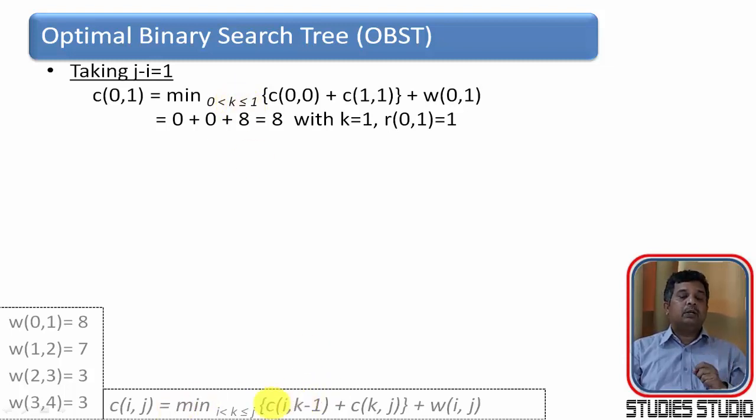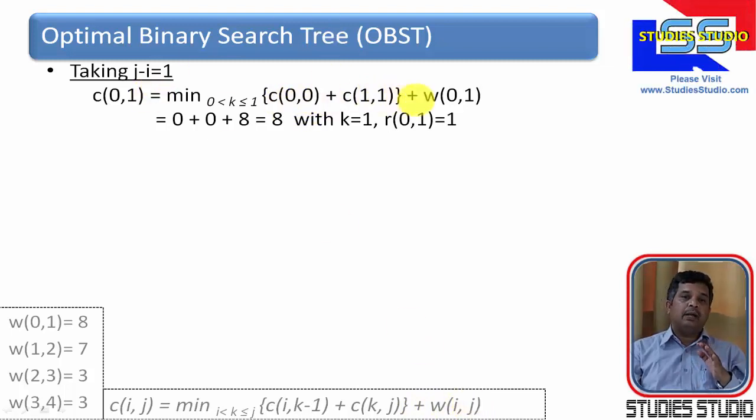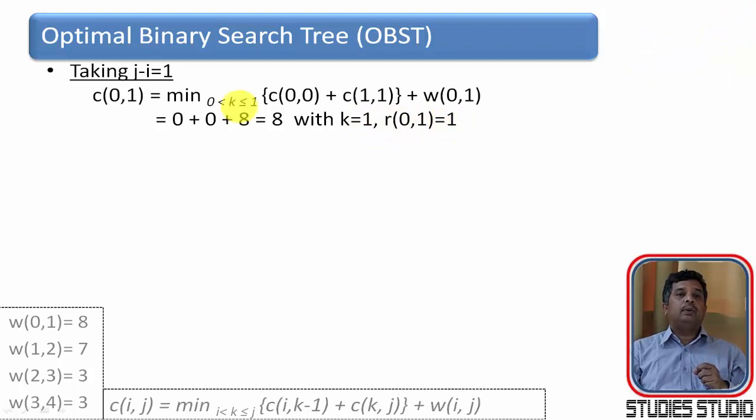So apply in this particular formula. Cij equal to minimum over i less than k less than or equal to j of Ci,k minus 1 plus Ckj plus Wij. So here if we apply C00 plus C11 plus W01. C00 value is 0, C11 value is 0 and W01 value is 8. Already we have it here. And this condition we found the value for k equal to 1. So R01 equal to 1 and the value of C01 is 8.